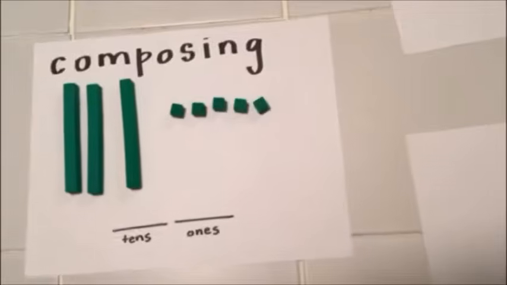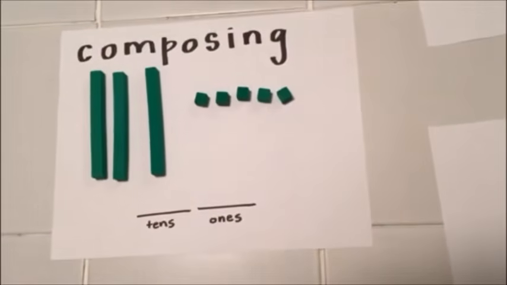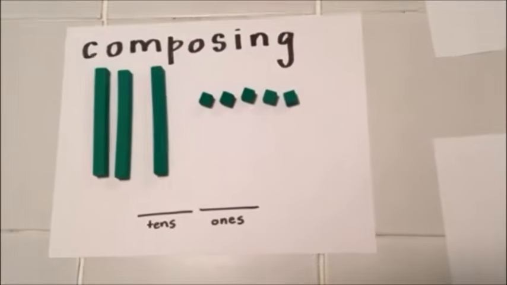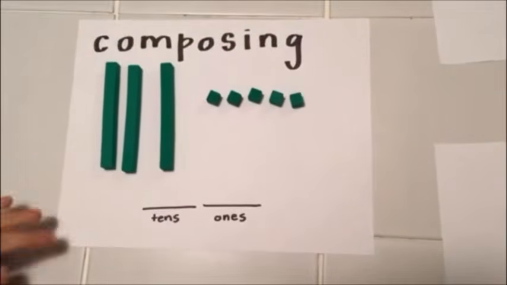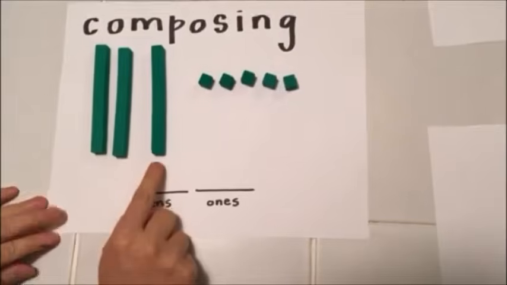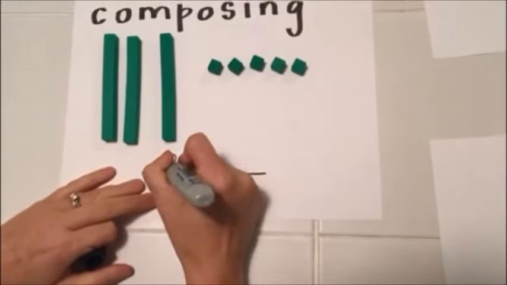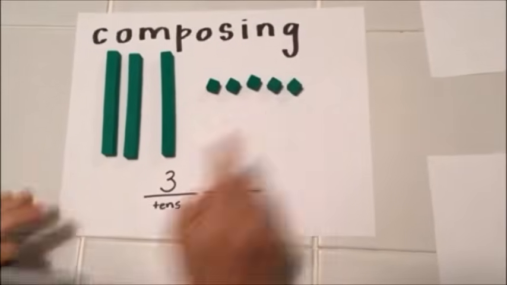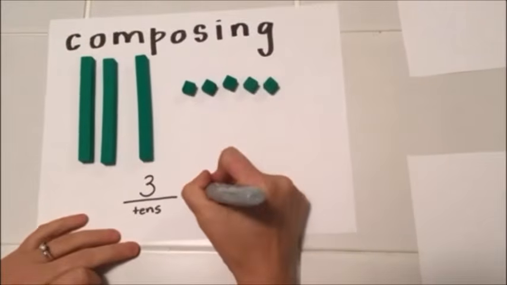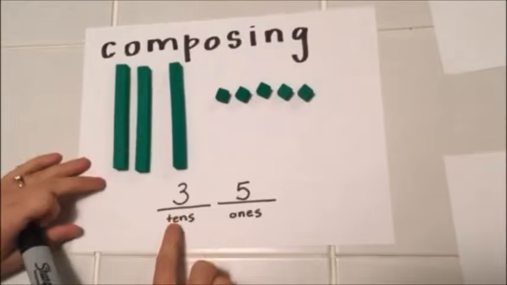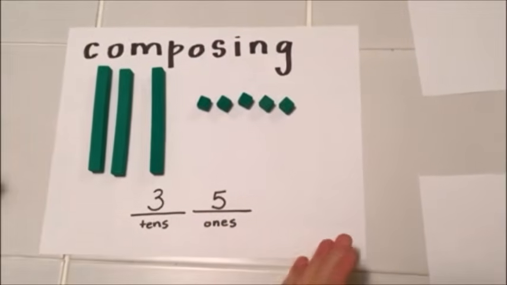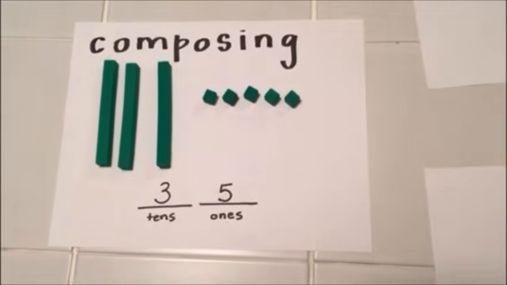Now, when we compose numbers, we start with our tens and our ones, and we ask ourselves, what number is composed of these tens and these ones? So I can look and I can ask myself, well, how many tens do I have? I have 1 ten, 2 tens, 3 tens. How many ones do I have? 1, 2, 3, 4, 5. 5 ones. And I can see that 3 tens, 5 ones is 35. 35 is composed or made up of 3 tens and 5 ones.